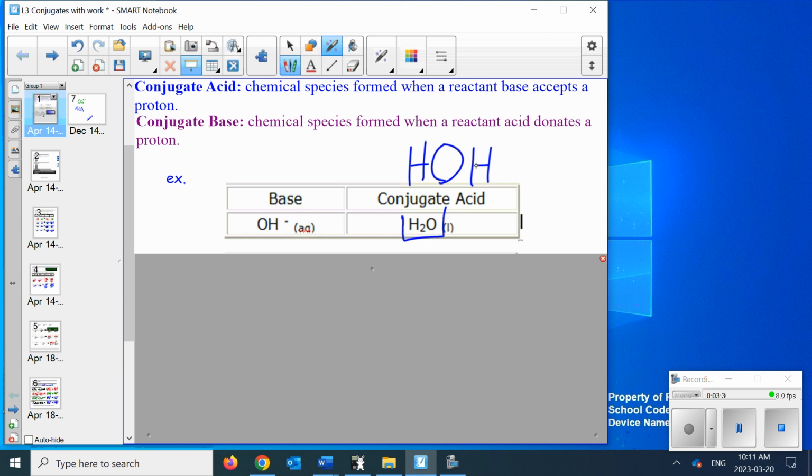And when the acid donates a proton, so if that front H disappeared, we'll go right back to hydroxide. It's lost, because that's the job of an acid, to give away a proton, H plus, and you would form the base. So this is the idea of equilibrium. It goes back and forth.